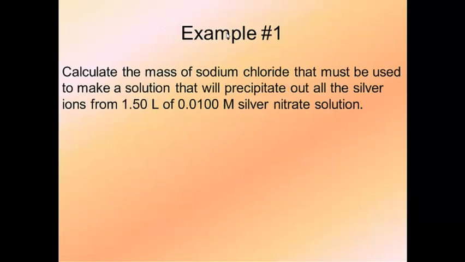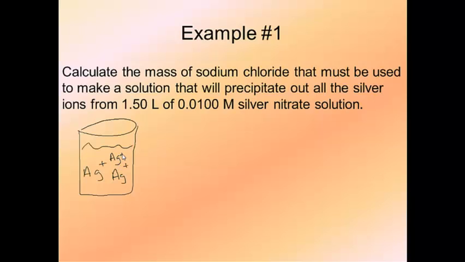Here's our first example. We are going to calculate the mass of sodium chloride that must be used to make a solution that will precipitate out all the silver ions from 1.5 liters of a 0.01 molar silver nitrate solution. So here's basically what it's talking about. It has, in a beaker, let's make this easy, a certain number of silver ions. Silver nitrate is a soluble salt, dissociates 100%.